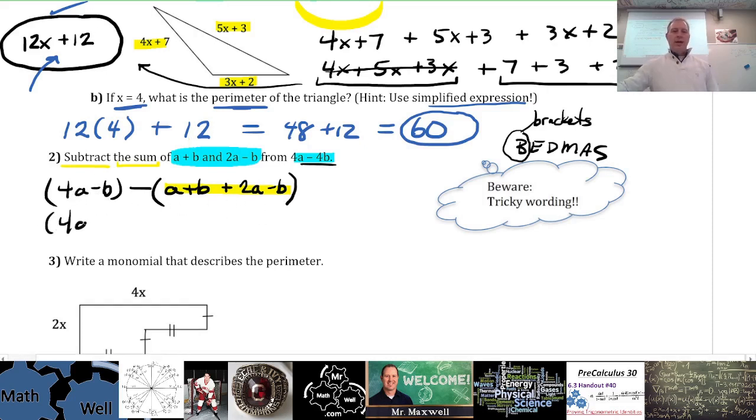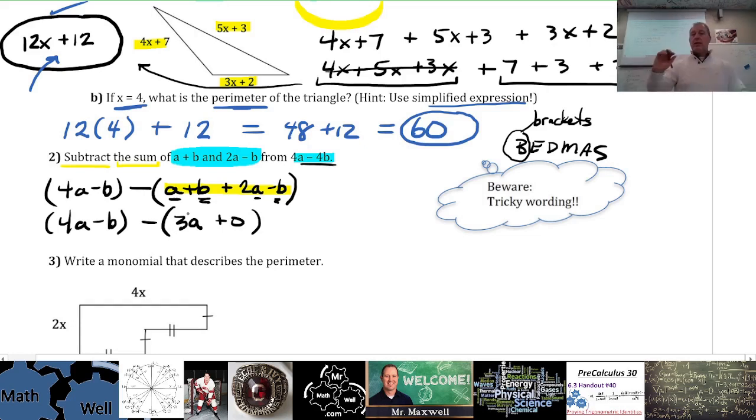So 4a minus b minus, so I've got actually a plus 2a is 3a, and b minus b, oh, what's b minus b? 0. So you can write 0 or you can just leave it blank there. I'm fine either way. All right. So we did the inside of the brackets. Awesome. Now I need to drop brackets, and when I subtract, I need to change it to adding, and I need to add the opposite. That's what we learned yesterday.